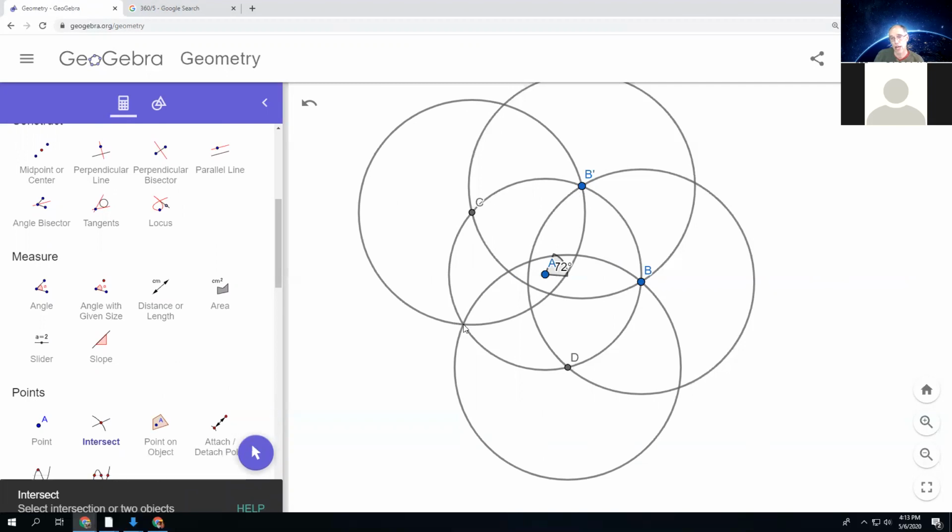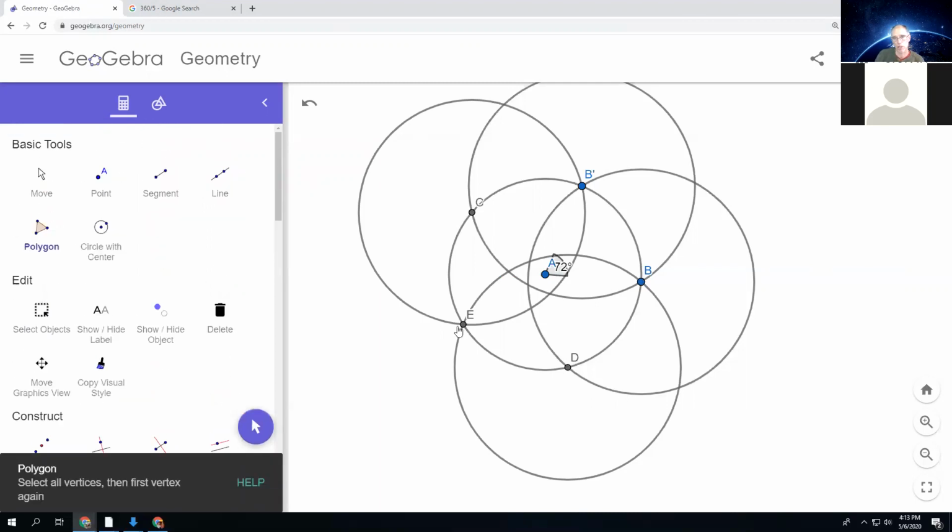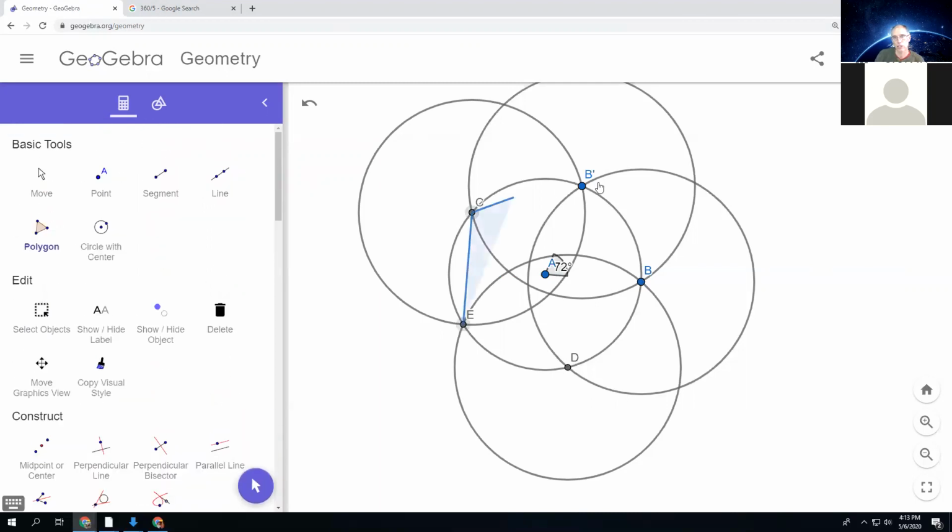And again, they should have, because with 72 degrees, I should be able to go around 1, 2, 3, 4, 5 times perfectly, because 5 times 72 is 360. The last thing I want to do, now I don't have to because I do have a regular pentagon here, right? I can go in here and say, hey, polygon, click, click, click, click, click, click. I have a perfectly regular pentagon here, okay?